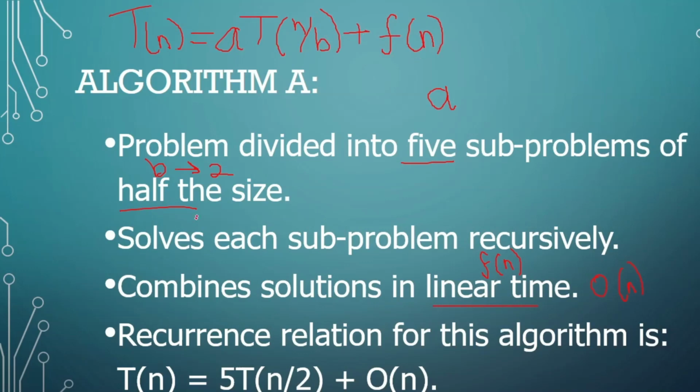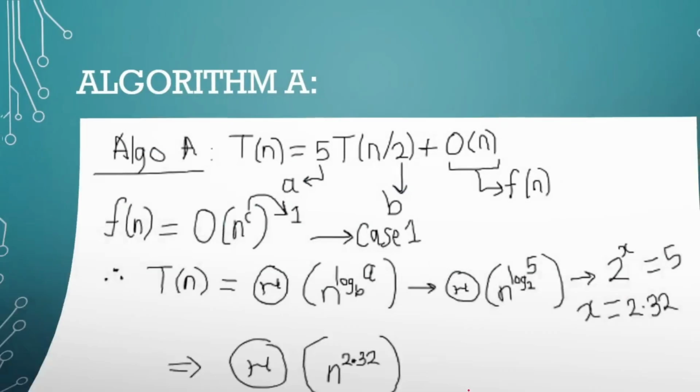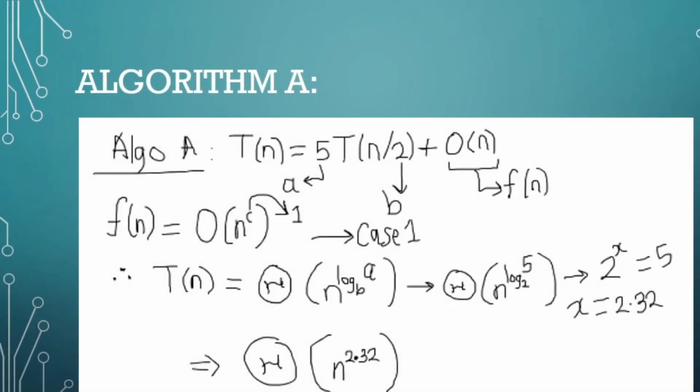Okay, so we've already found what a is, 5. That's what we start with, 5T(n/2), where 2 is b, and then our f(n) is the linear time, and that's what we put here. So we have the recurrence relation. We now can find the time complexity. We just need to know if it's in case 1, case 2, or case 3.